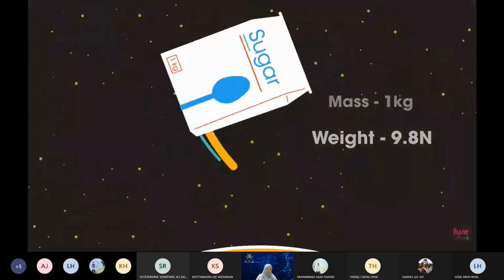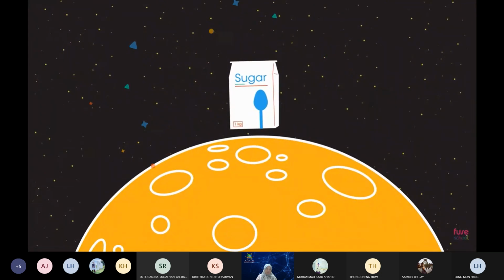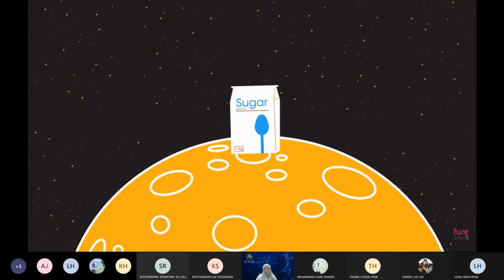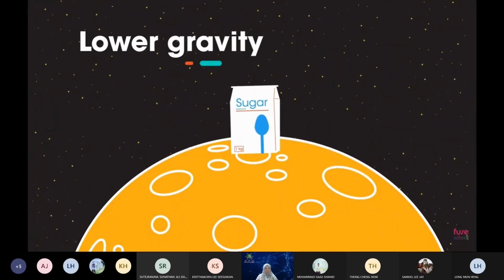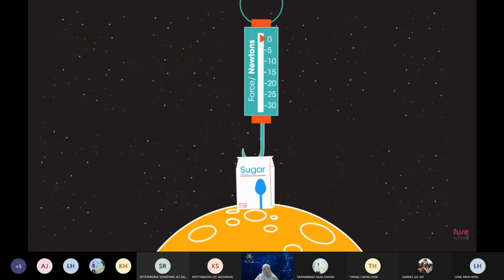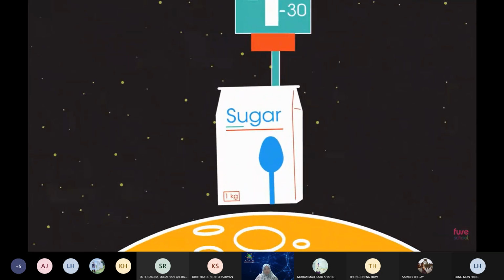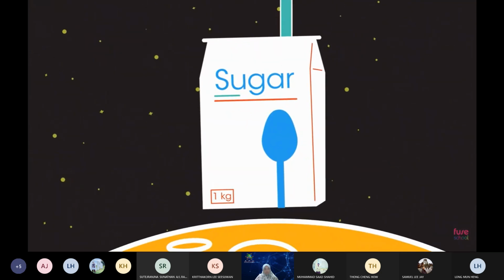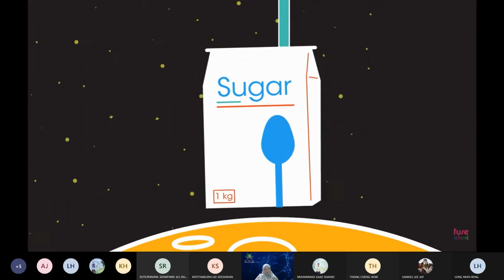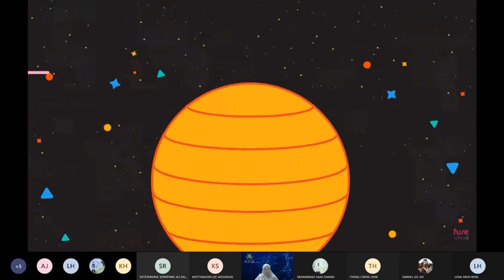Now let's take this bag of sugar to the moon. The moon is much less massive than the Earth, and so has a lower gravity. On the moon, g is only 1.6 meters per second squared. See how the weight has dropped compared to when it was on Earth? But notice, we still have the same amount of sugar. There is still 1 kilogram of stuff. The weight has changed, but not the mass.